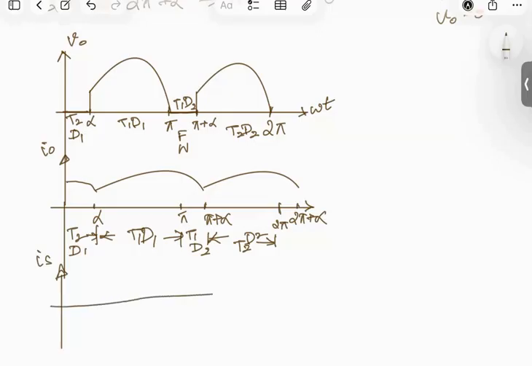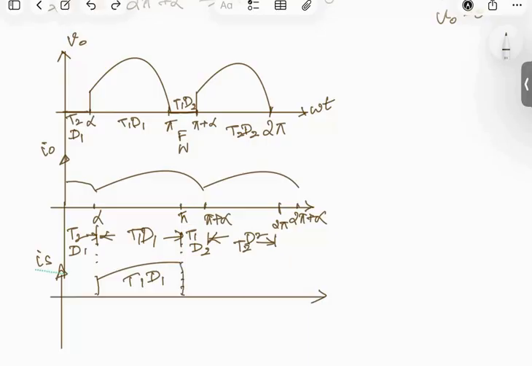The source current waveform will be equal to the load current waveform whenever the T1 and D1 combination are on. So we can draw the current waveform same as that of the load current waveform I0 whenever the devices T1 and D1 are in on condition. During the freewheeling action, the source current will be 0 because the source is disconnected from the supply.